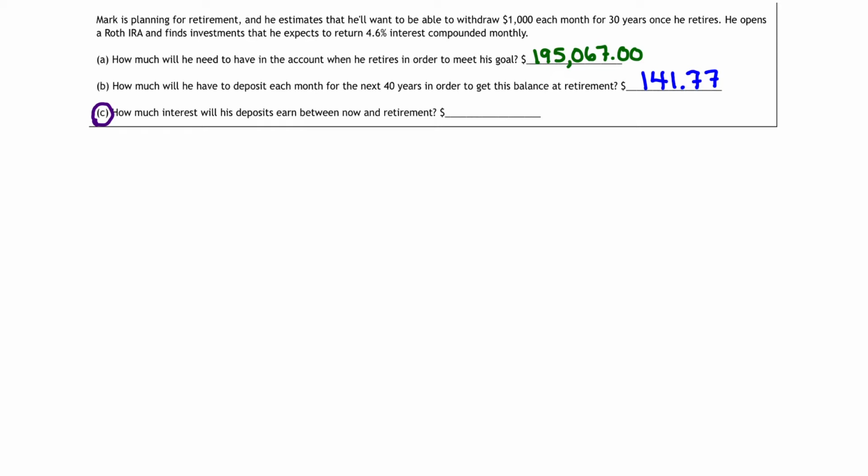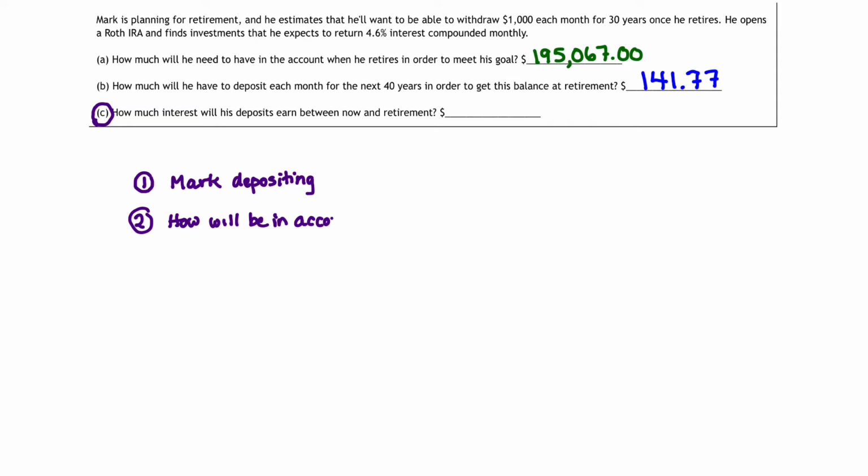In order to determine how much interest his deposits will earn between now and retirement, we need to know two things. The first thing is we need to know how much he's actually depositing. So we need to know the amount that Mark is depositing. And the second thing we need to know is how much will be in his account when he's all done. So how much will be in the account?